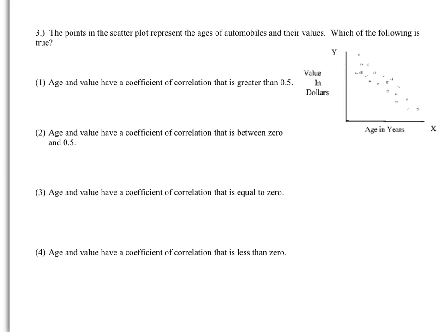Example number 3. The points in the scatter plot represent the age of an automobile, my first variable, and their value. So let's take a look at the scatter plot before we start answering the question. We can see that as my age increases, my value in dollars decreases. So we can already tell there's going to be some type of correlation, specifically a negative correlation.